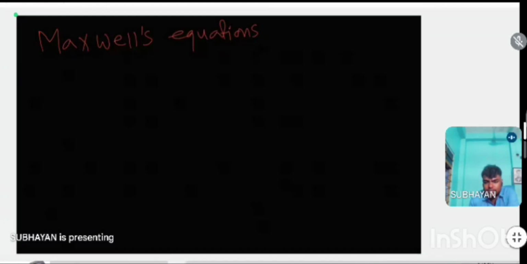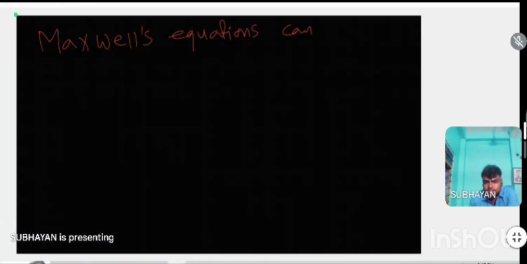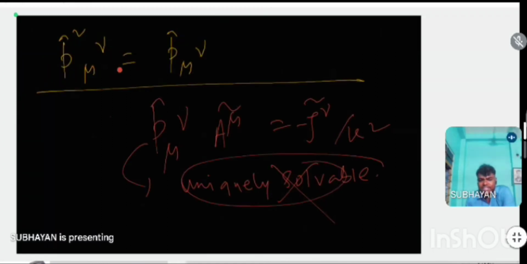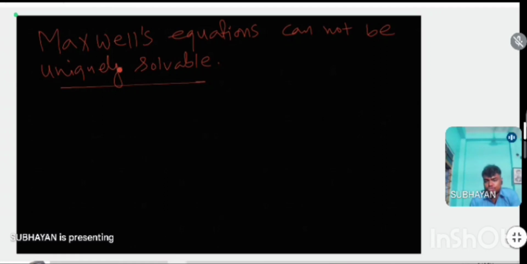Maxwell's equations cannot be uniquely solvable. So the attempt is very fatuous. The attempt is not required to solve the Maxwell equation because these are not uniquely solvable.